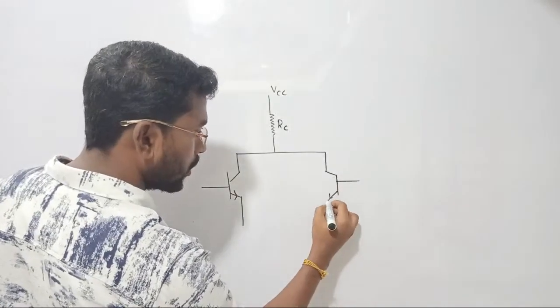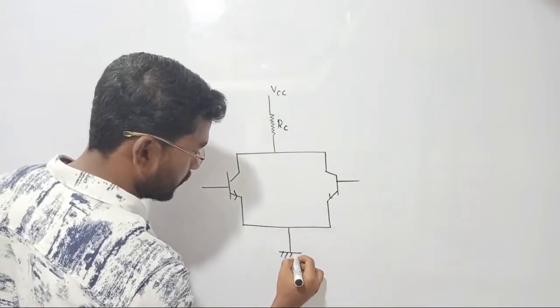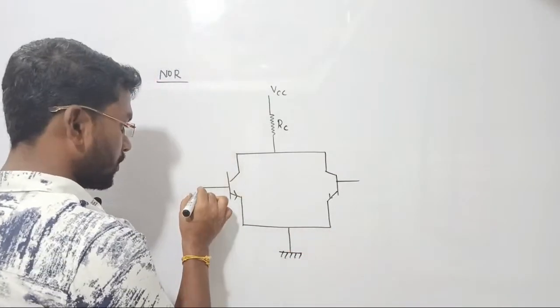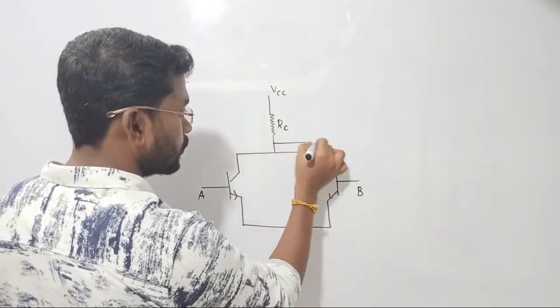I don't have any doubt till now. Let's see. Let us close this one. Let's just start. We don't need emitter resistance. Shall we definitely do it? A, B, no problem. Shall I take the output at this port?